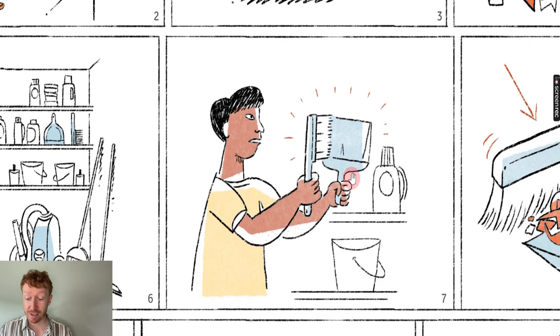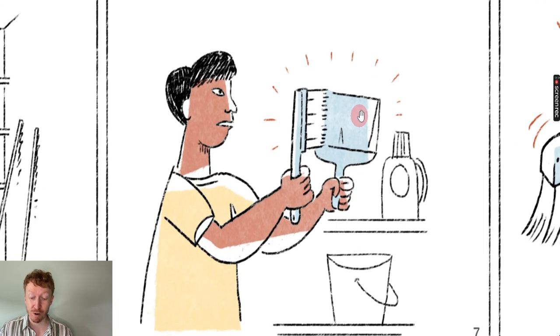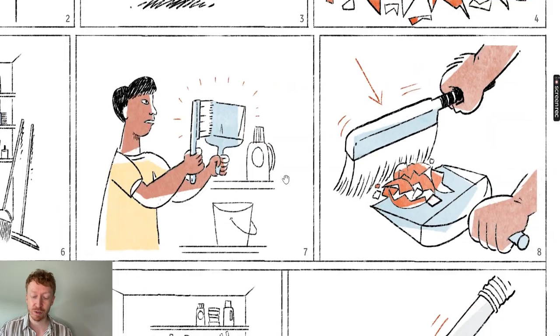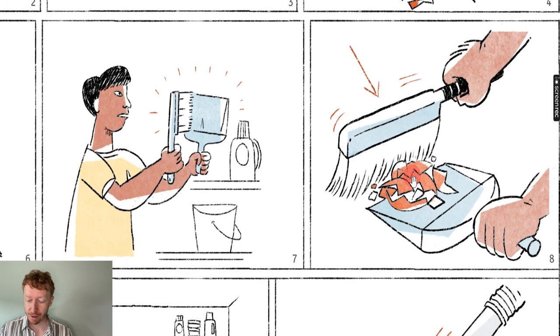So first he takes the dustpan and the brush here. He is holding the dustpan in his left hand and the brush in his right hand. So now he's going to use the dustpan and brush to clean up the mess on the floor. There was a big mess on the floor. He is going to use the brush to sweep the mess into the dustpan.